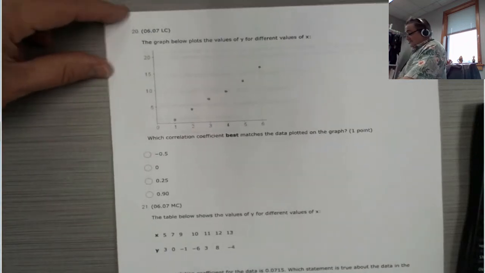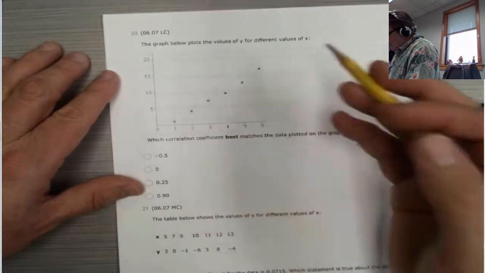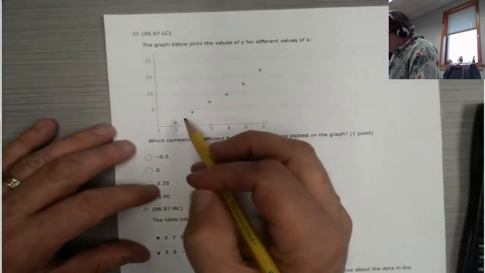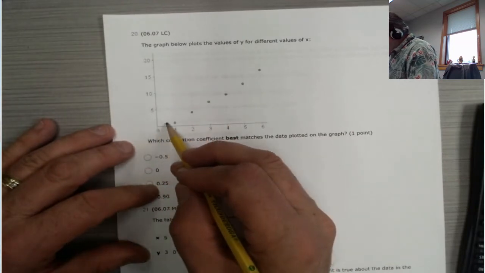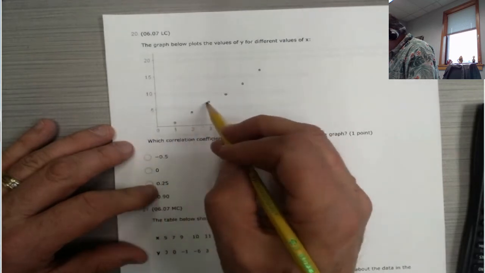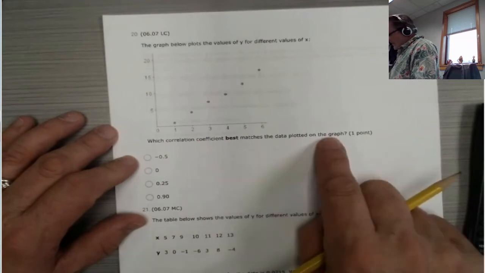Number 20. The graph below plots the values of y for different values of x. Okay? It doesn't say necessarily what these x's and y's are. It's just showing when x is 1, y looks like it's 1. When it's 2, it's 4. When it's 3, it's about 7. All right? Which correlation coefficient best matches the data?